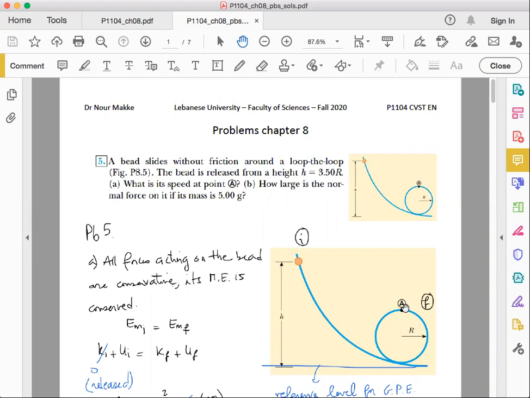So first of all, we need to determine the speed of this bead at point A on the top. And then we will have to determine the normal force acting on the bead at this point A as well.